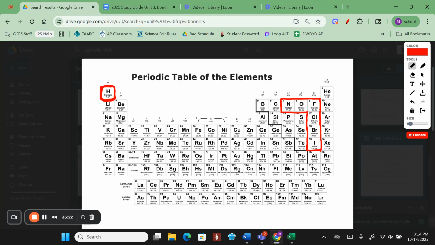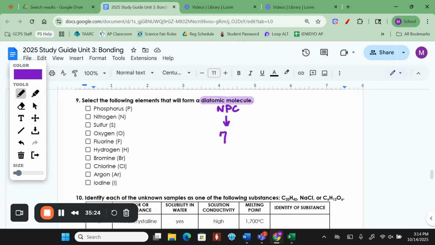This combination of elements creates our diatomic molecules list. So, is phosphorus a diatomic? No. Is nitrogen? Yes. Sulfur? No. Oxygen? Yes. Fluorine is a halogen, so yes. Hydrogen? Yes. Bromine is a halogen, yes. Chlorine? Yes. Argon? No. It's a noble gas. And iodine? Yes, because it is a halogen.